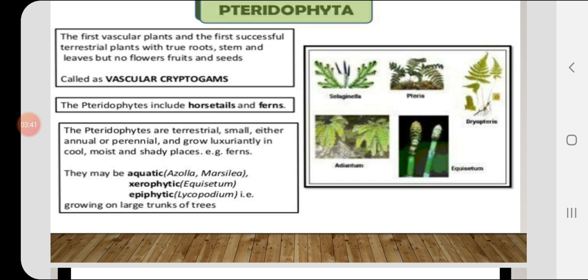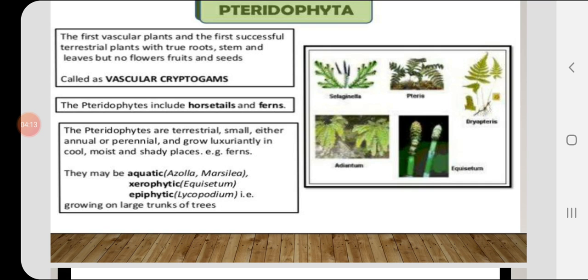And they grow luxuriantly in cool, moist and shady places. That means pteridophytes grow in moist places, cool places, the place where we will find humidity. That means moisture is required for the growth of pteridophytes. Shady places. Examples for this type of pteridophytes are ferns. Some of the pteridophytes may be aquatic. Examples for aquatic pteridophytes are Azolla and Marsilea.